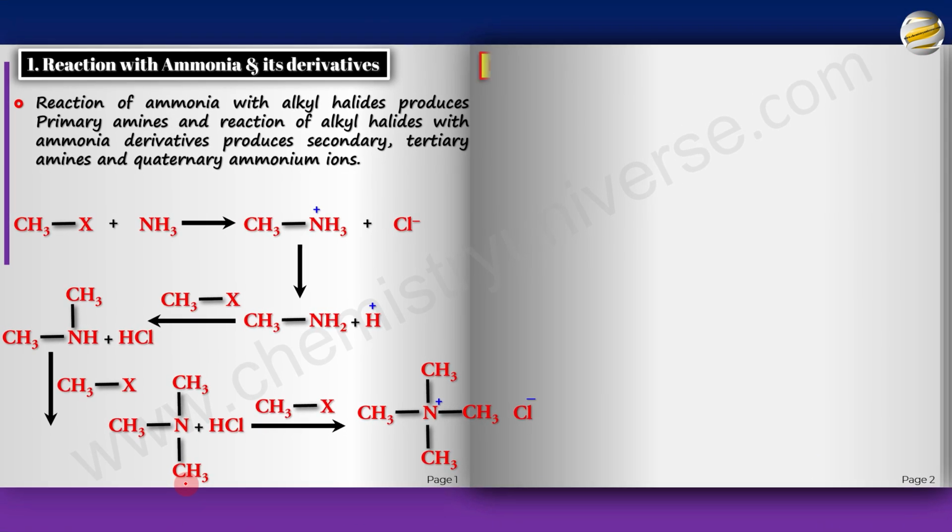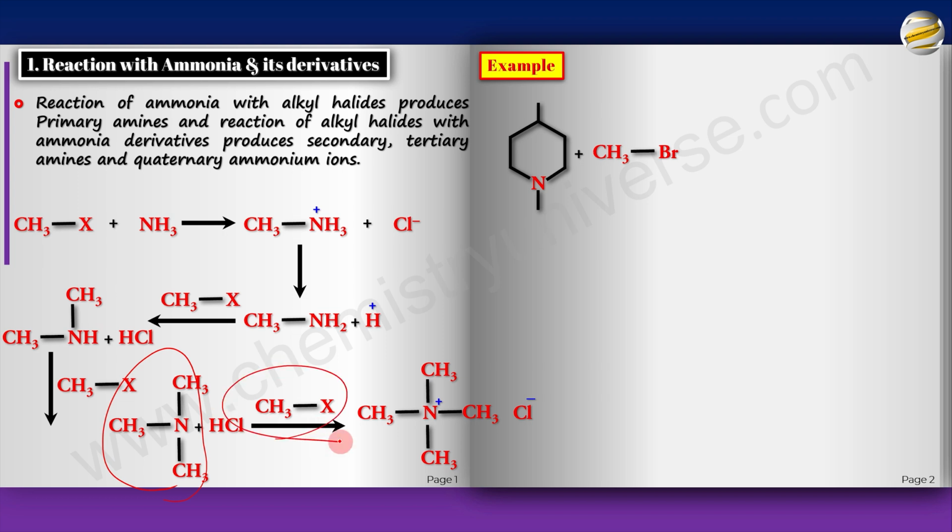All right. So let's do a couple of examples. And here I would want you to just revise the Hoffman elimination, because we have done that already, E2 elimination. So this is a tertiary amine, as you can see, and I react with CH3Br. And you know what happens? When a tertiary amine reacts with CH3X, you will get a quaternary ammonium ion, remember? So you will get this, A.